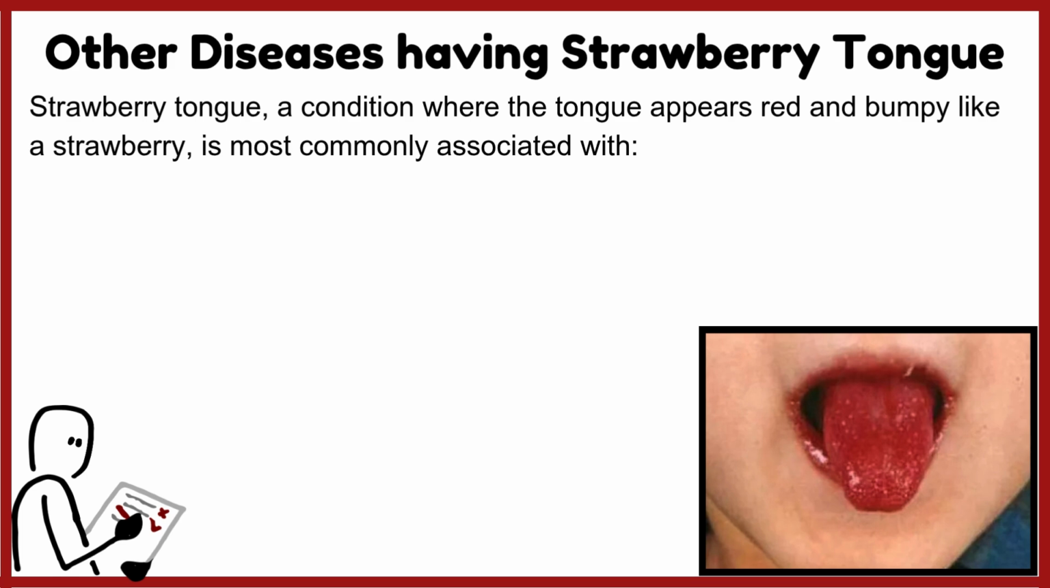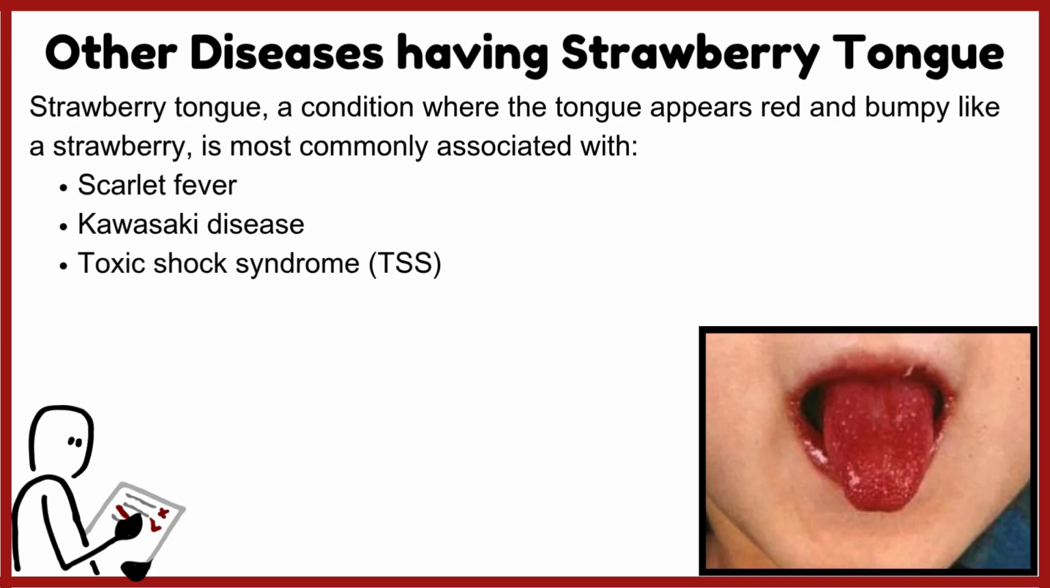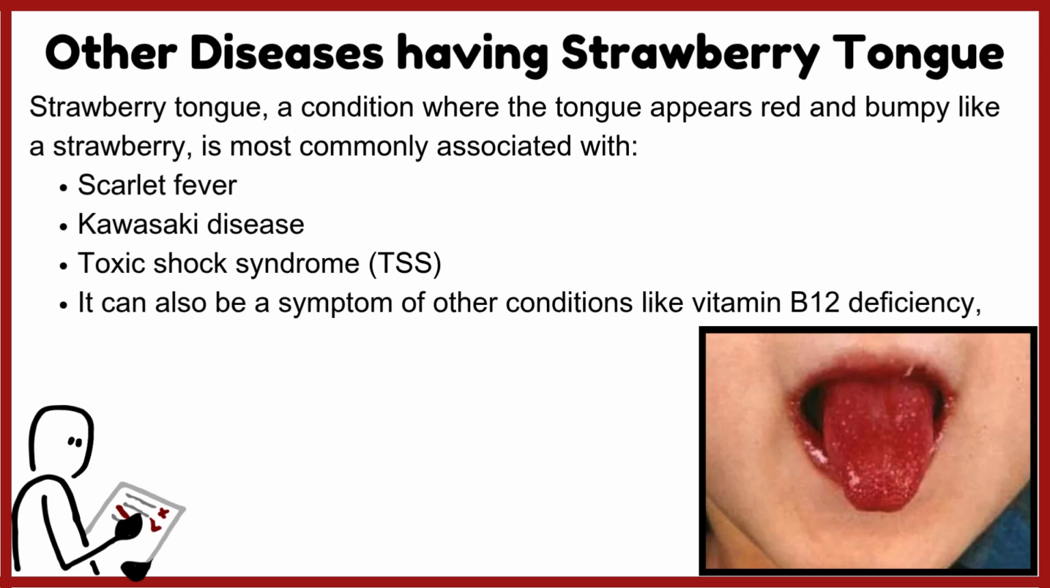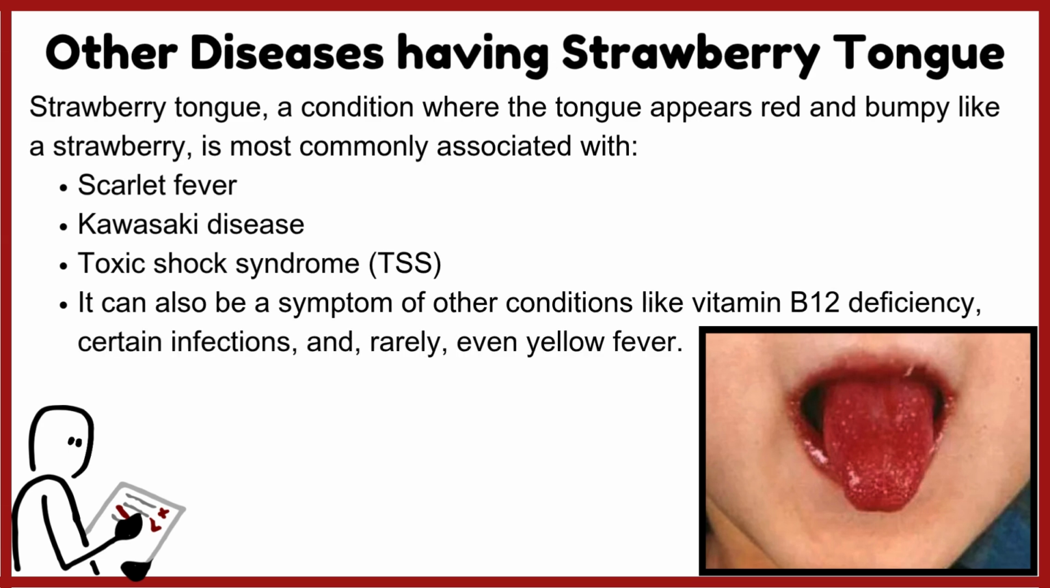Other diseases having strawberry tongue. Strawberry tongue, a condition where the tongue appears red and bumpy like a strawberry, is most commonly associated with scarlet fever, Kawasaki disease, and toxic shock syndrome. It can also be a symptom of other conditions like vitamin B12 deficiency, certain infections, and, rarely, even yellow fever.